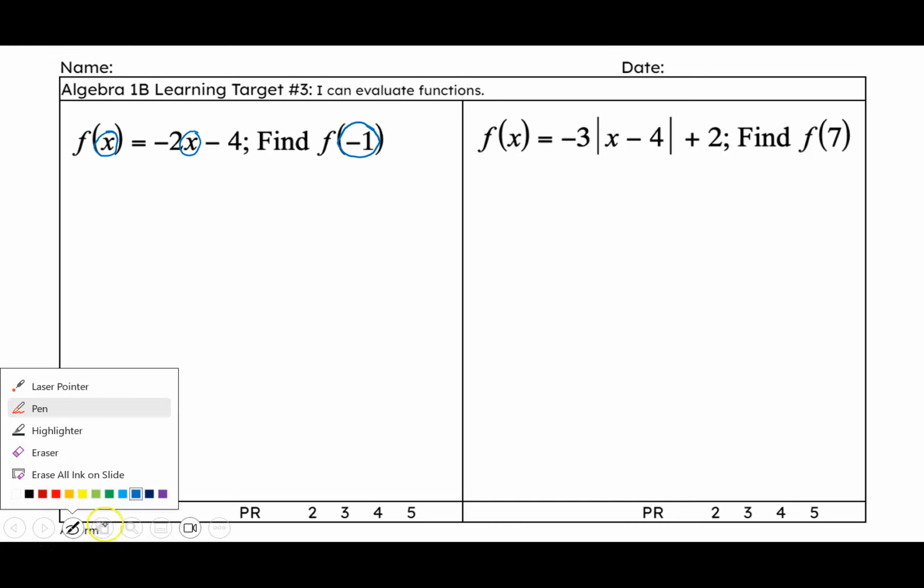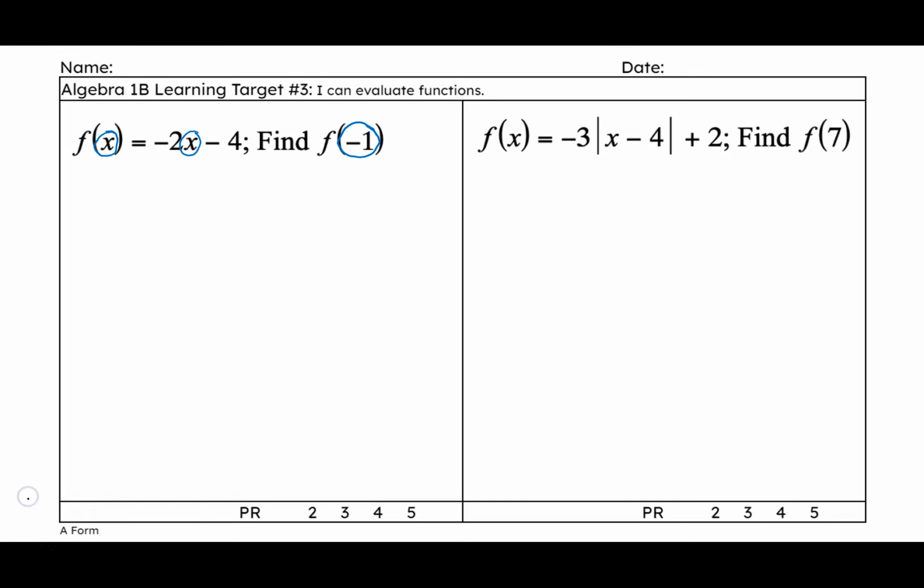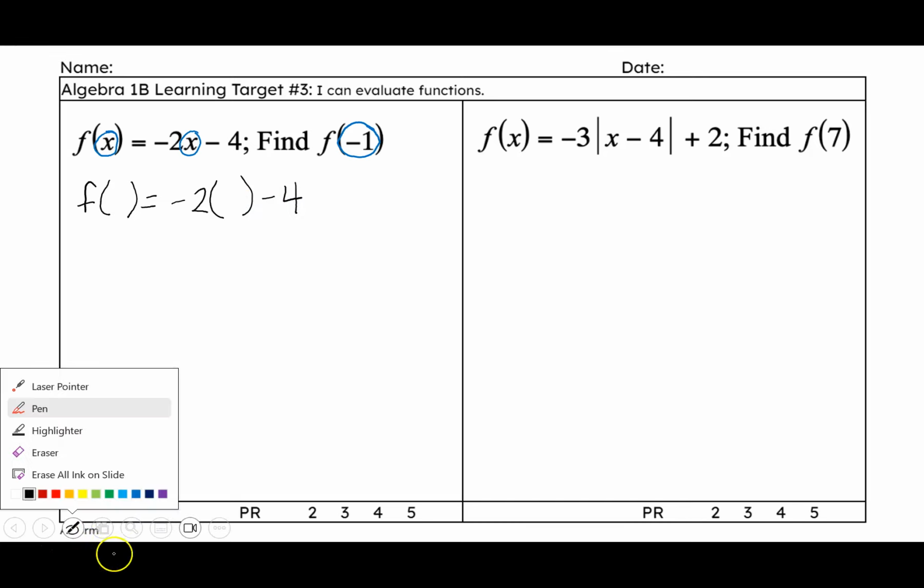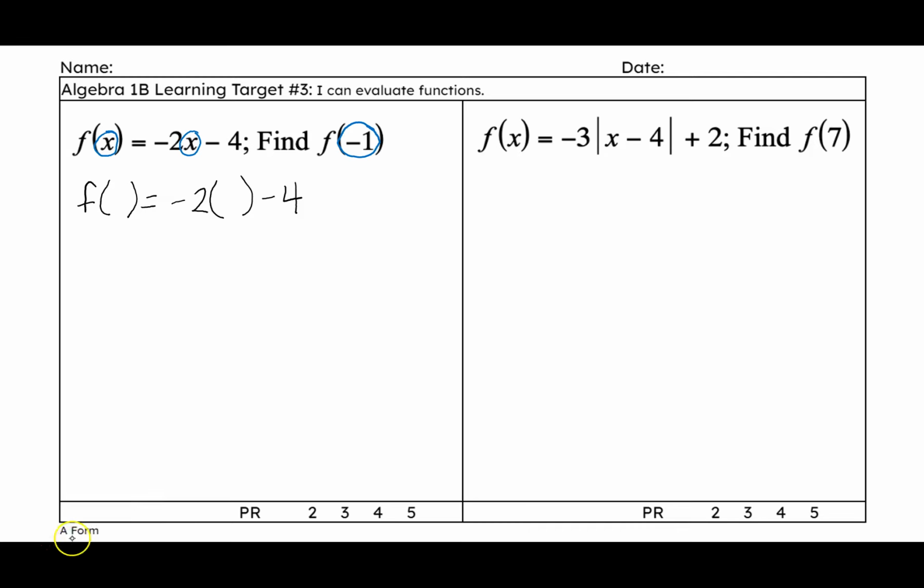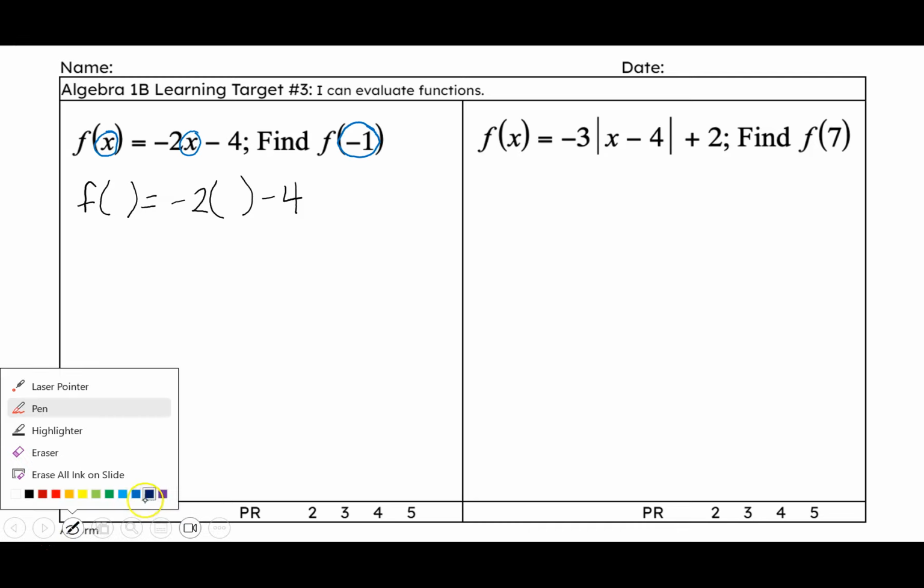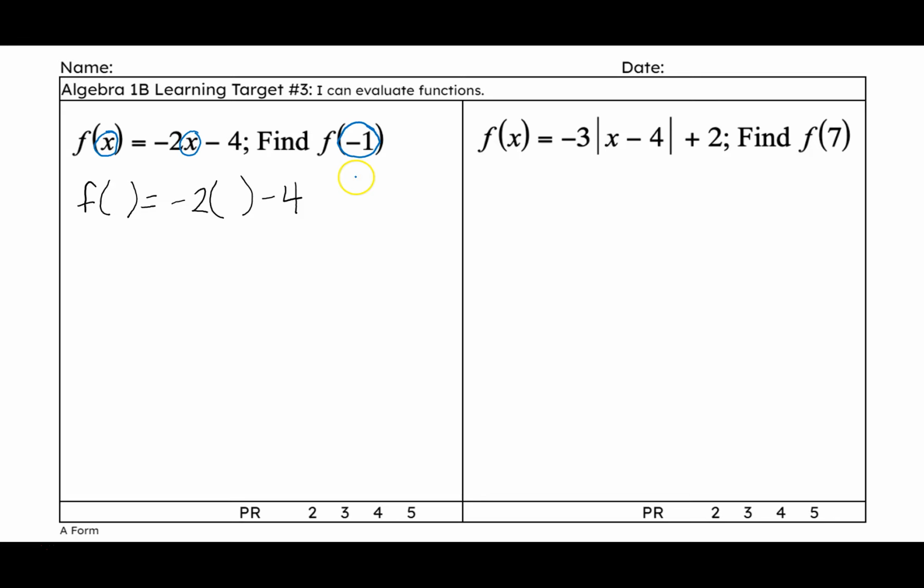So let's start here with my f of -1. It will equal -2 times -1 minus 4. So instead of that x, you're putting this -1 right here in for x. So f of -1 will be equal to -2 times -1 subtract 4. So now you've got that inputted into your machine.